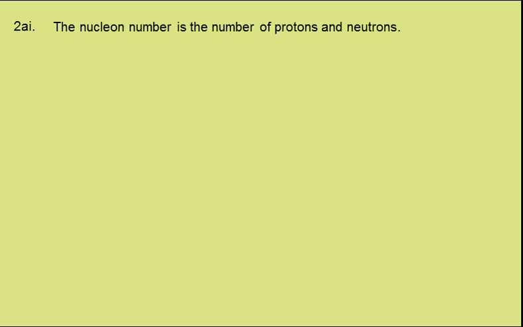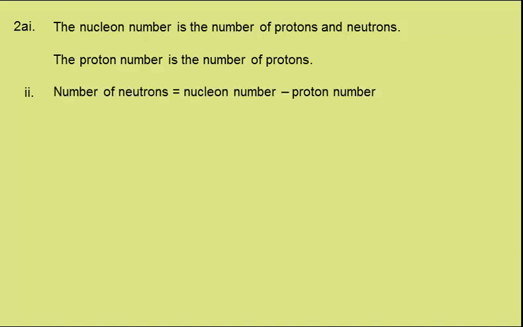In question 2, we're told the nucleus of a particular atom has a nucleon number of 14 and a proton number of 6. In A part 1, we need to state what is meant by nucleon number and proton number. Well, the nucleon number is the number of protons and neutrons, whereas the proton number is just the number of protons.